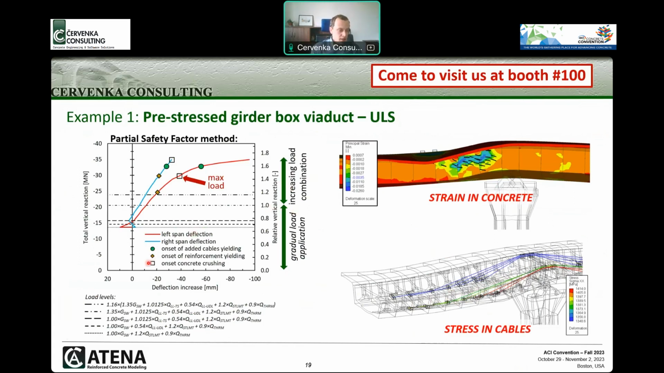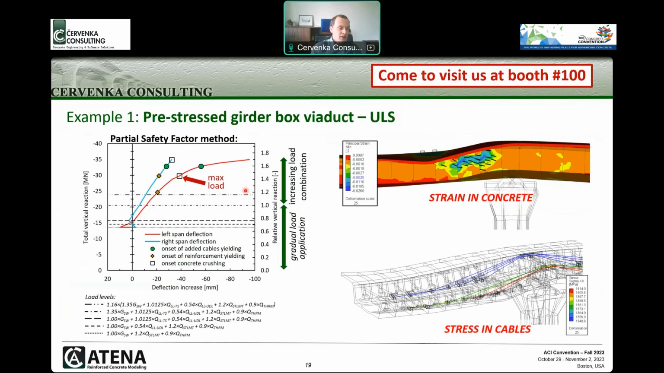You can see how the load is gradually increased during the analysis, gradually adding the dead loads, also the live loads, also simulating the settlement of the support and the thermal loads. The unit load with the design load combination is indicated here at load level 1. And after that, we kept increasing the load level to obtain the load level 1.16, which is including the model uncertainty. And after that, we can say that the structure is safe.